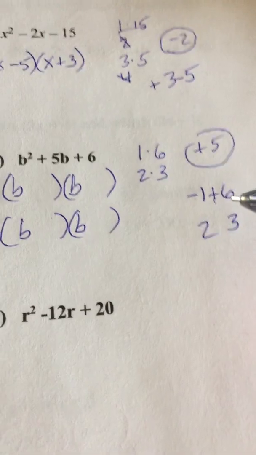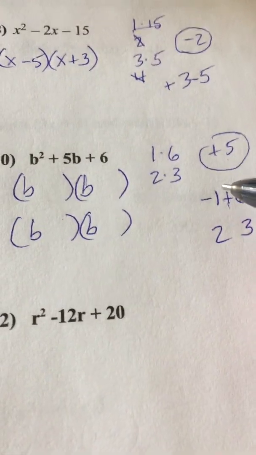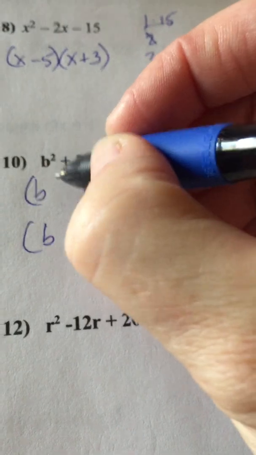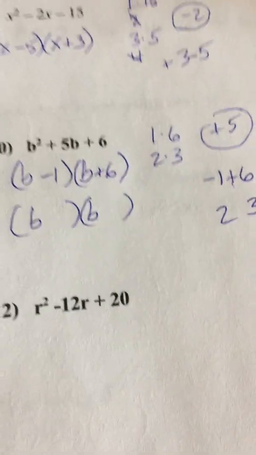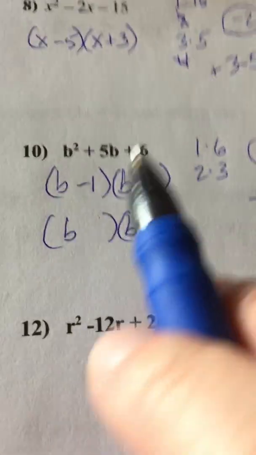Okay, I'm going to do the 1 and the 6 on top. So in order for me to get a positive 5, it's got to be a negative 1 and a positive 6. So negative 1 and a positive 6. Now, since there's 2 versions that are working, I can't just stop there and go on. I got to check this.